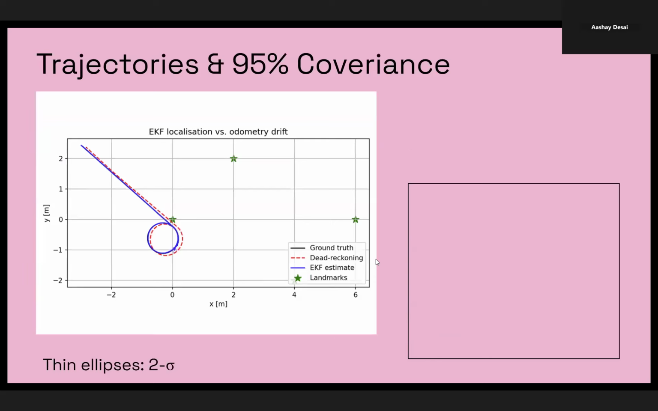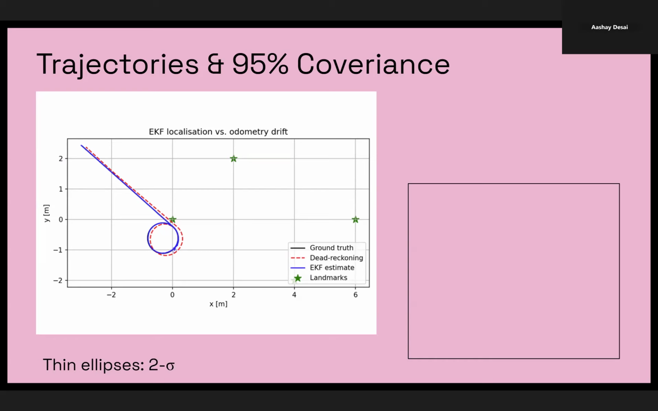Here are the results. Black is the ground truth trajectory. Red dashed is pure dead reckoning. It spirals outwards during the circle and ends up nearly a meter off on the straight segment. Blue is the EKF estimate, so close to black that they're almost indistinguishable. The thin light blue rings are 2 sigma, or 95% covariance ellipses drawn every second. Notice how large they are at the start, then tighten rapidly once landmarks are observed.